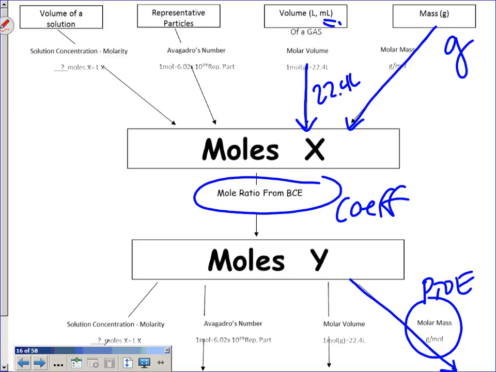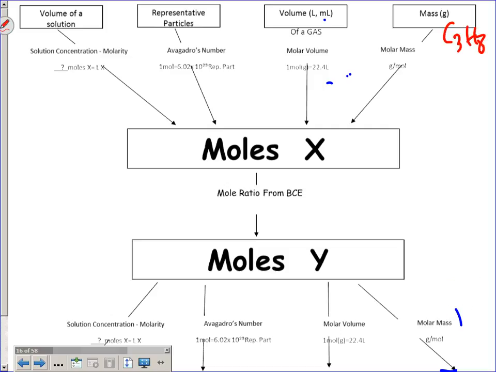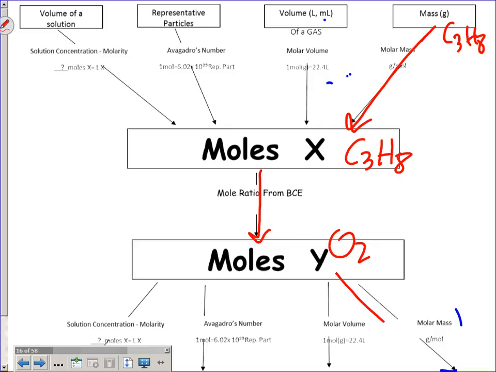Okay, so where were we at to start with, guys, on that particular question? We were at grams of propane, right? We went from mass to moles using the molar mass of propane, and then we went from propane to oxygen using the mole ratio, and went from oxygen to grams. So we've done grams quite a bit here, but there's many other things that could happen. We went from grams to moles to grams using the molar mass.